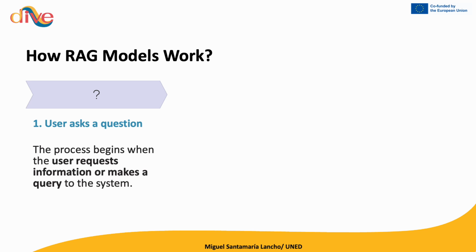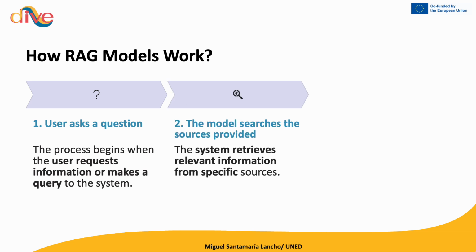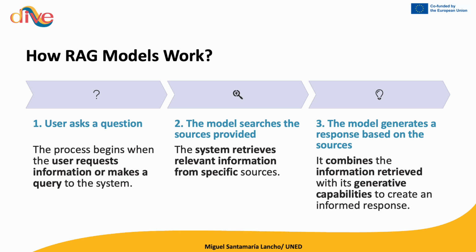Let's now look at how RAG models work in 3 simple steps. First, the user asks a question, for example, requesting a summary of a long document or asking for clarification on a topic. Then, the system searches the external sources it has access to. These may include course materials, scientific articles, or institutional databases. Finally, the model generates an answer by combining what it retrieved with its trained knowledge. This process improves accuracy and transparency, as the answer can be traced to specific sources.